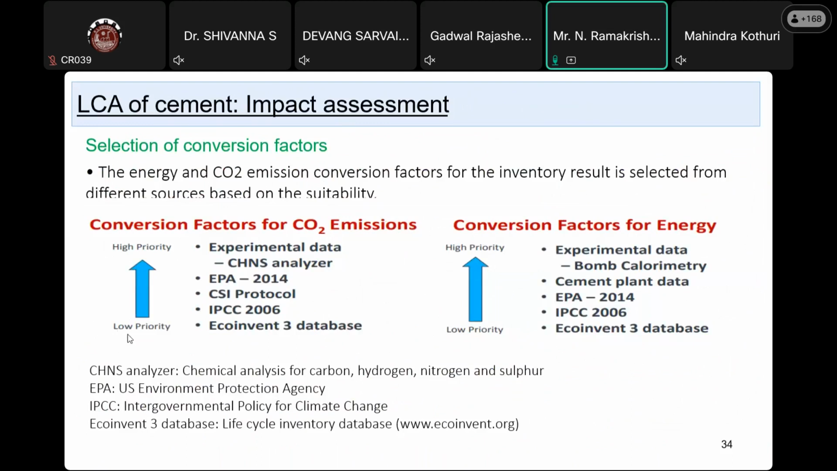You can see here low priority to high priority. You can see the Ecoinvent 3 database, which is the life cycle inventory database. From there you get the IPCC data, the Intergovernmental Panel on Climate Change. EPA is the US Environmental Protection Agency, and of course the CSI protocol, the Cement Sustainability Initiative protocol, which we discussed earlier. And the CHNS analyzer, which will analyze the carbon, hydrogen, nitrogen and sulfur present. From all these you can get the conversion factors.